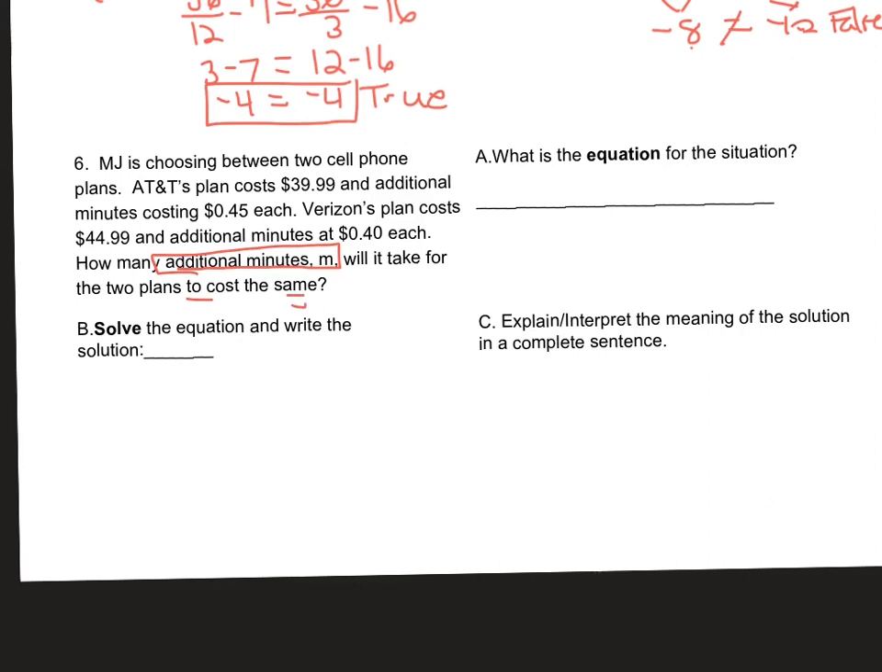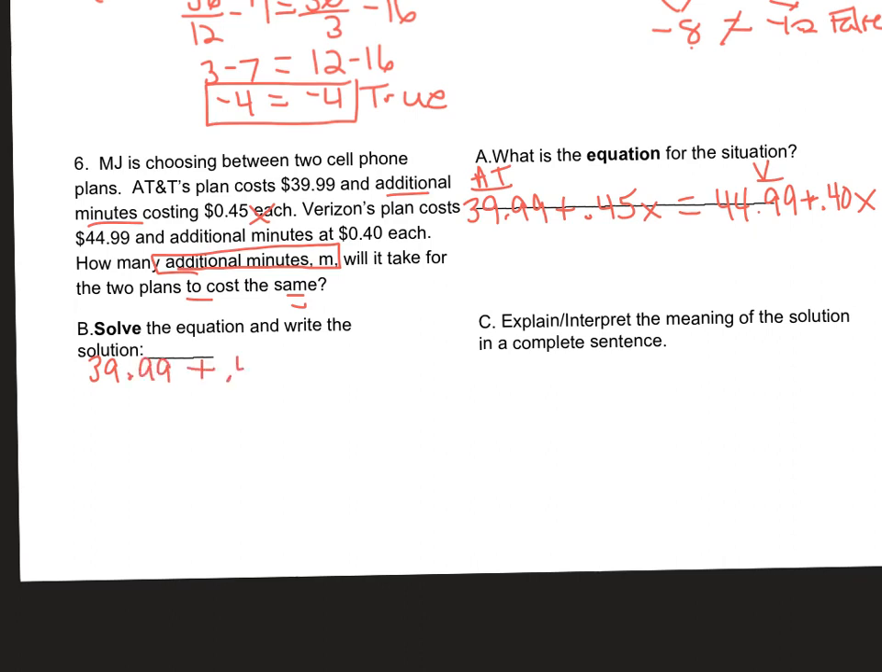All right, well, let's look at AT&T and here's Verizon. So I know that initially $39.99 is what AT&T is going to charge you, and their additional minutes, there's your x, is 45 cents times x, or times m. We want to know when the cost will be the same. So now I'm going to take Verizon's $44.99 and add 40 cents times every single minute. Okay, so now that we've written the equation, our job is to actually solve it.